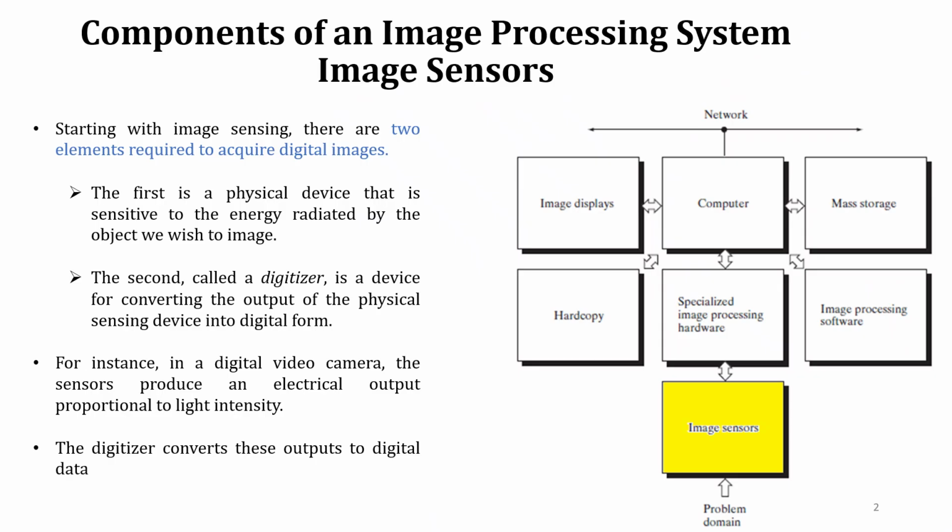In this topic of components of an image processing system, we are going to see some of the basic blocks involved in it. First comes the image sensor. Whatever the problem domain we are going to capture, that will be captured by the image sensors. The first is a physical device that is sensitive to the energy radiated by the object we wish to image. The second, called the digitizer, is a device for converting the output of the physical sensing device into digital form. These outputs will be stored in digital form, and this will be given to the specialized image processing hardware.